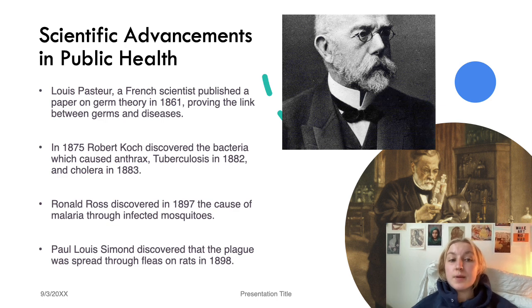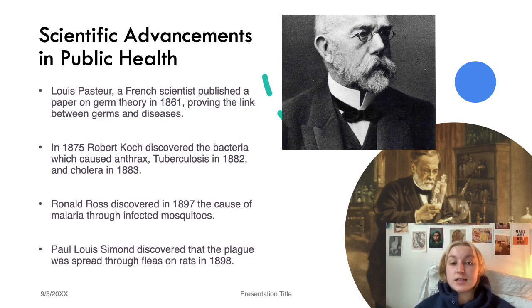Robert Koch applied Pasteur's theory to human diseases in the late 1870s. In 1875, he discovered the bacteria which caused anthrax, tuberculosis in 1882, and cholera in 1883. He created the science of bacteriology.